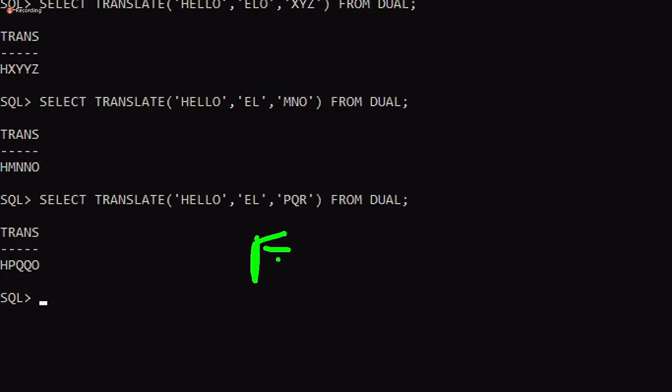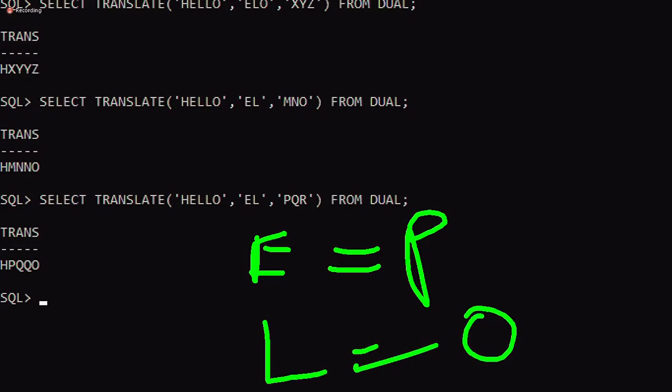E is replaced with what? P. L is replaced with what? Q. Now you can see H as usual. E is replaced with P, L with Q, 2 times QQ, and what about here? O. And what about here? R. So this R will not be taken. Why? Because how many characters do you want to replace? 2. Then you can give 100, but of the 100, only the first 2 are taken. Understand?